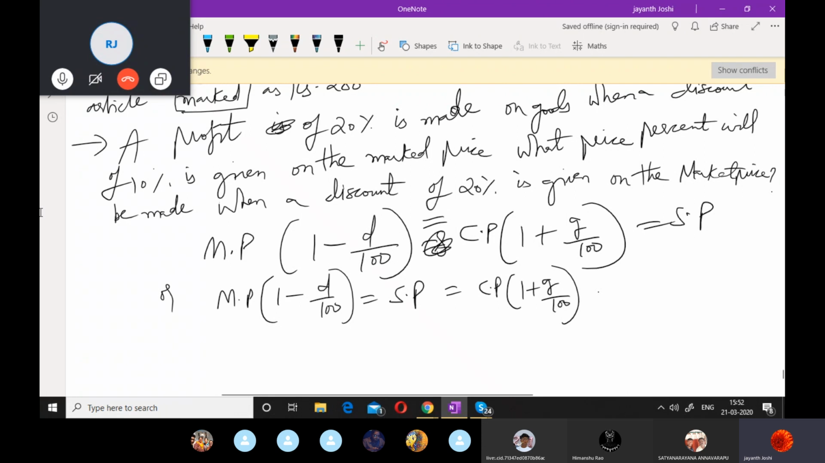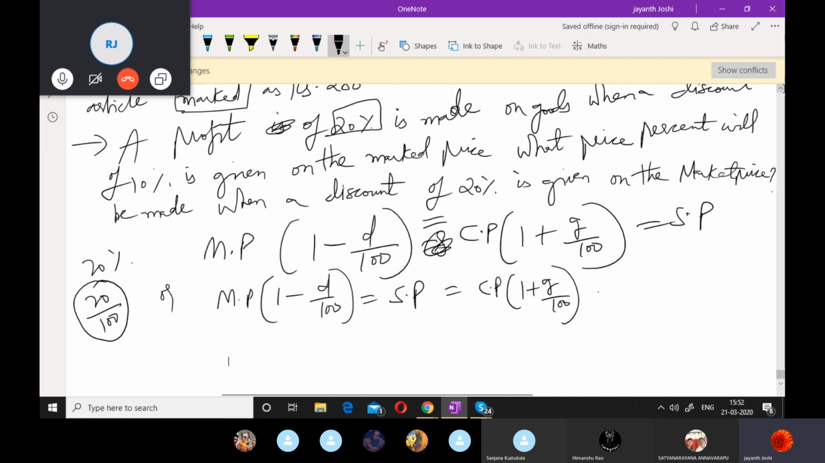So now let's do this problem, like how it goes. Here D by 100 is nothing but we are writing the percentage directly as D by 100. What is the meaning of 20%? 20% means 20 by 100. Okay, so I'll write this question, marked price.